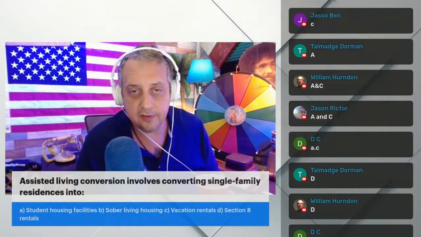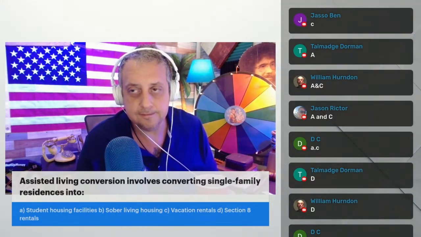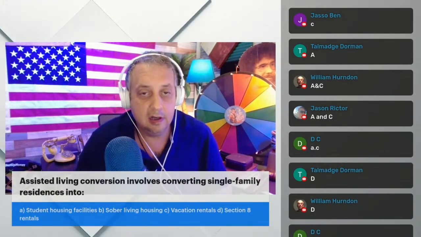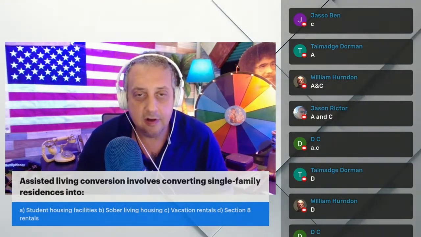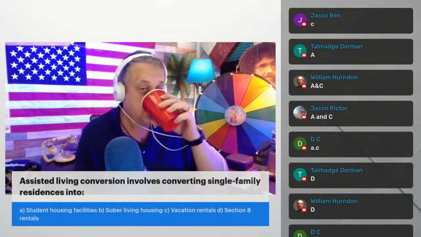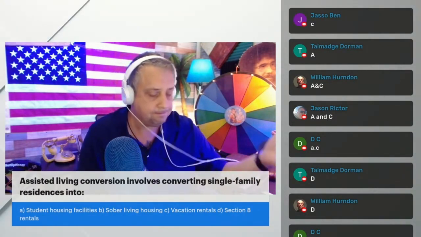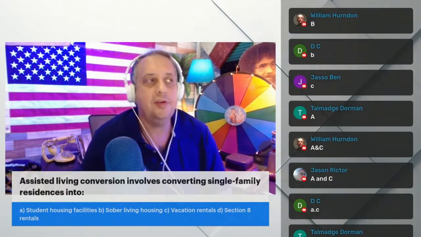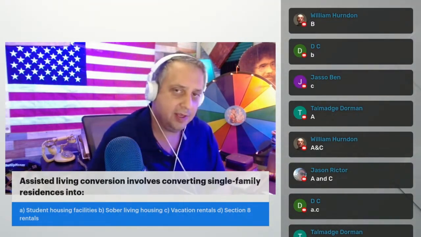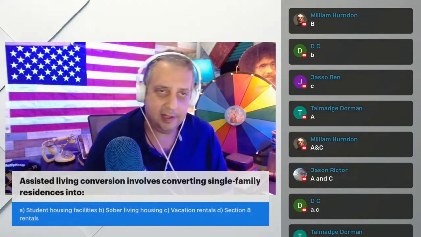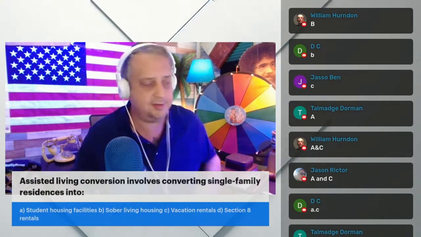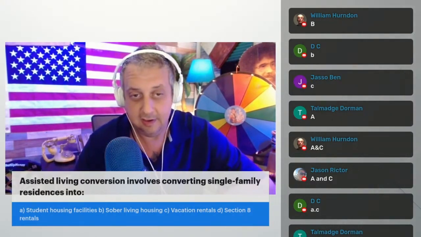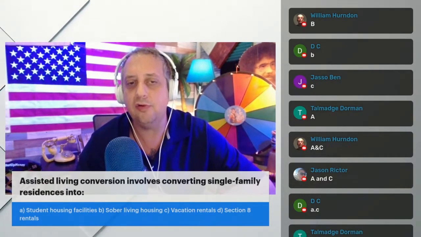Assisted living conversion involves converting single family residences into A, student housing facilities, B, sober living housing, C, vacation rentals, or D, Section 8 rentals. This is a horrible question. But you guys are thinking through it, and you're giving me what I believe now to be the right answers. Let's not do the timer on this one because this question sucks. Because really there's no real correct answer here. Okay, assisted living would be assisted living. Sober living would be sober living.